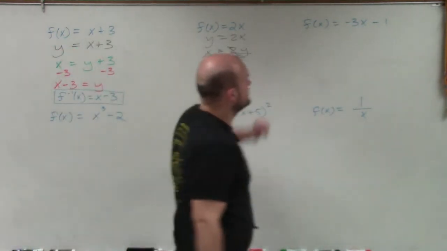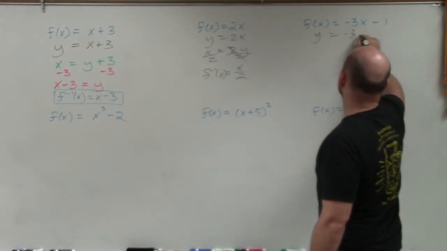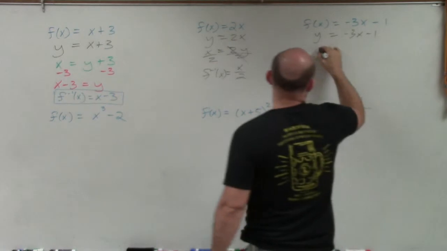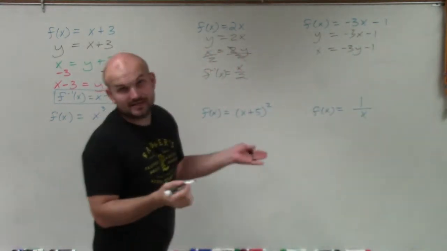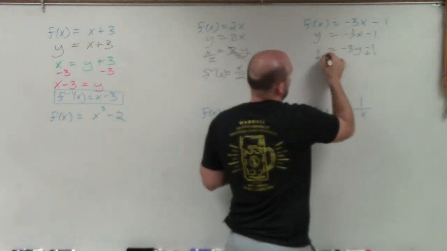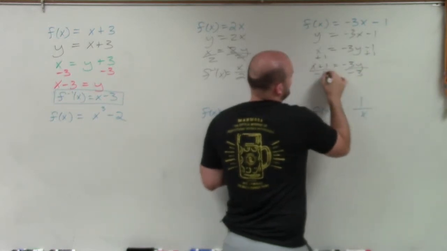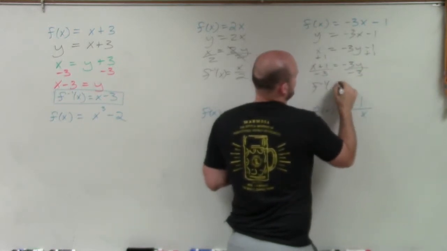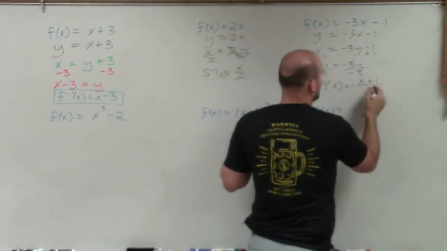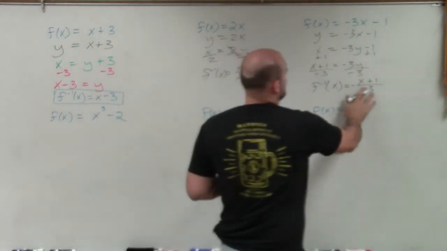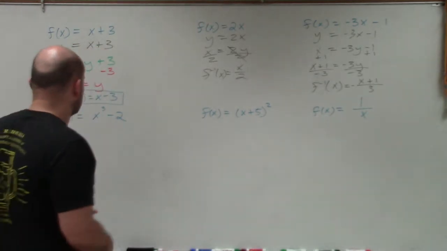OK, let's go over to the next example. Replace f of x with y, so that becomes y equals negative 3x minus 1. Swap the x and the y's: x equals negative 3y minus 1. Now I need to solve for y. The first thing I'm going to do is add 1 to both sides, so I have x plus 1 equals negative 3y. Then divide by negative 3. So then I have f inverse of x equals x plus 1 divided by negative 3. Or you can just put the negative in front, or you can just keep it in the denominator. That's perfectly fine as well.